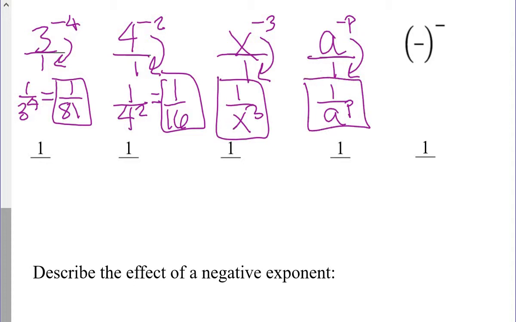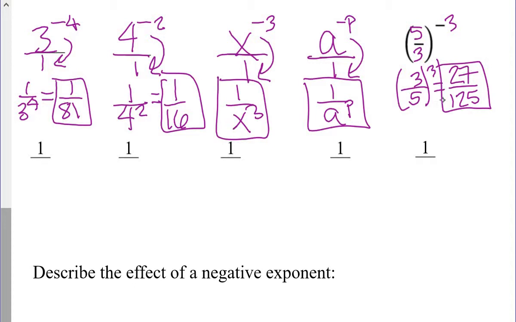It even works for fractions, like 5 over 3 to the negative third power. We would actually invert the fraction. So instead of 5 thirds, we would have 3 over 5 to the third power, which ends up being 9 over, oh, that's wrong. 3 cubed is not 9. 3 cubed is 27. And 5 cubed is 125.